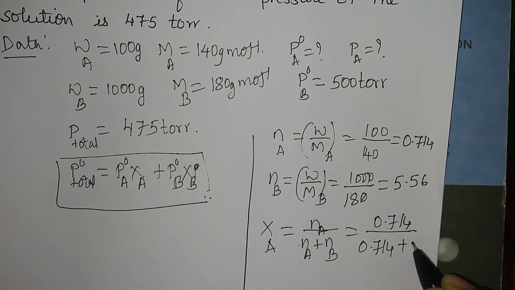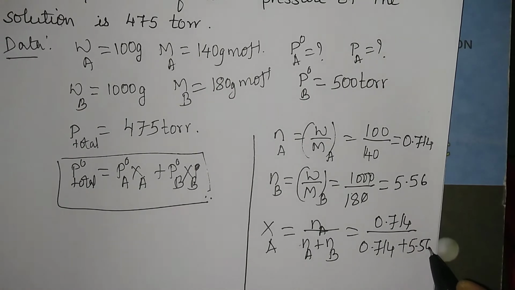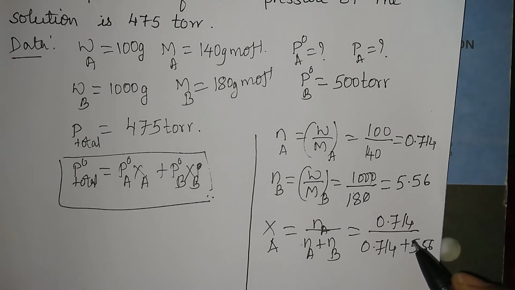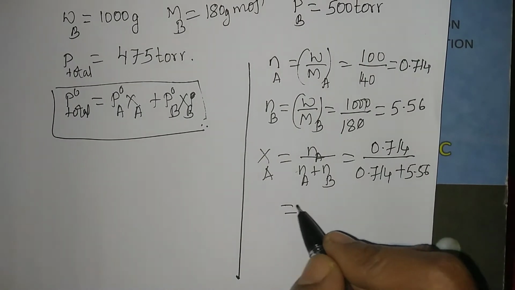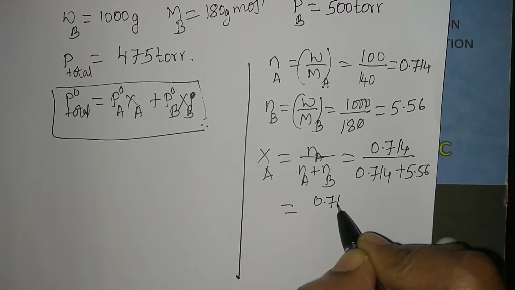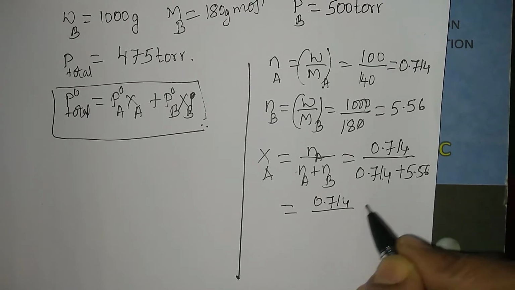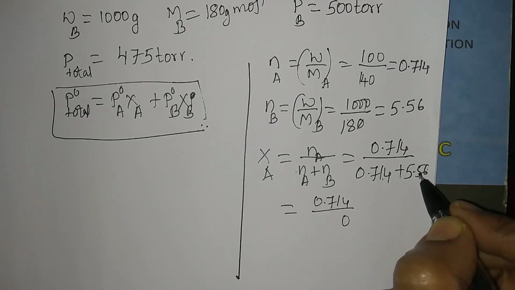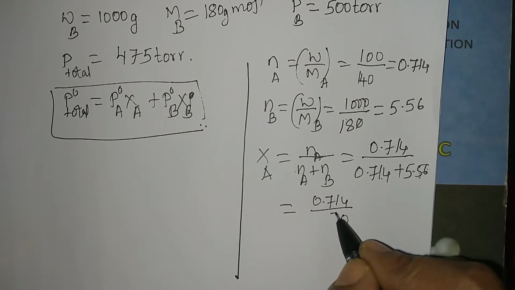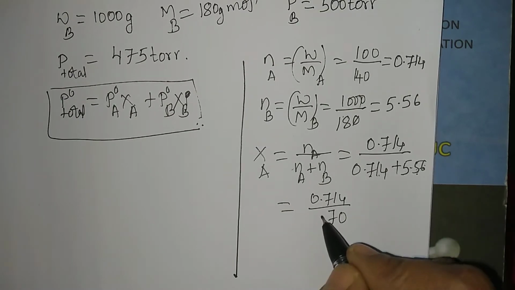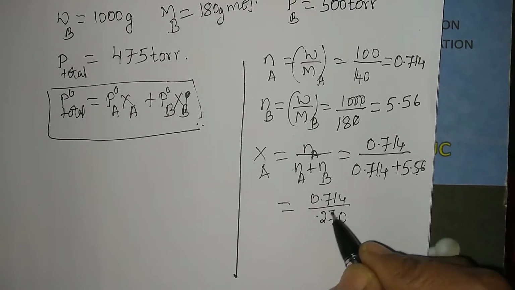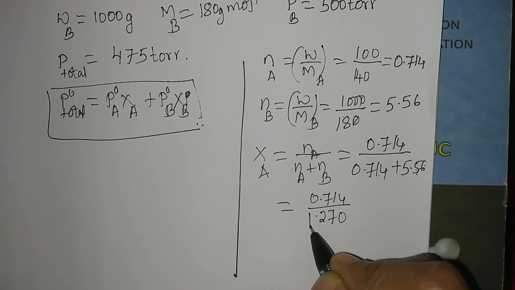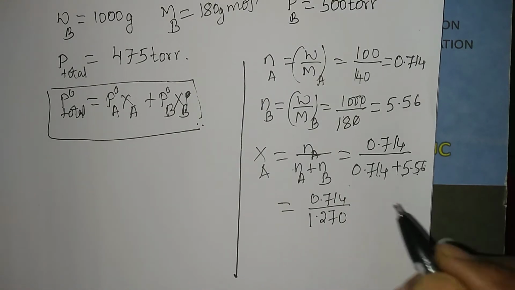0.714 plus 5.56. Again, pause the video and calculate. This is equal to 0.714 divided by 6 plus 4 is 10, carry 1, 5 plus 1 is 6, plus 1 is 7, so 5 plus 7 is 12. 5 plus 1 is 6.